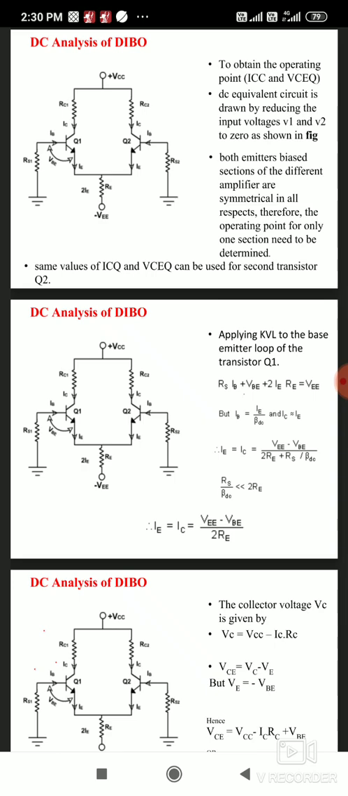ओके, so to find out the expression of IC, to find out the expression of VCE, we are going to do the DC analysis of DIBO. So quickly we are going to start to find out the expression of collector current. Now the collector current, how to find out?